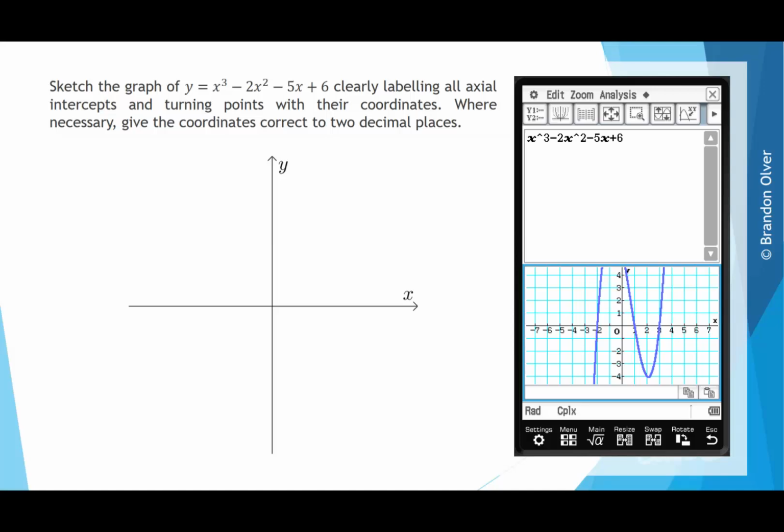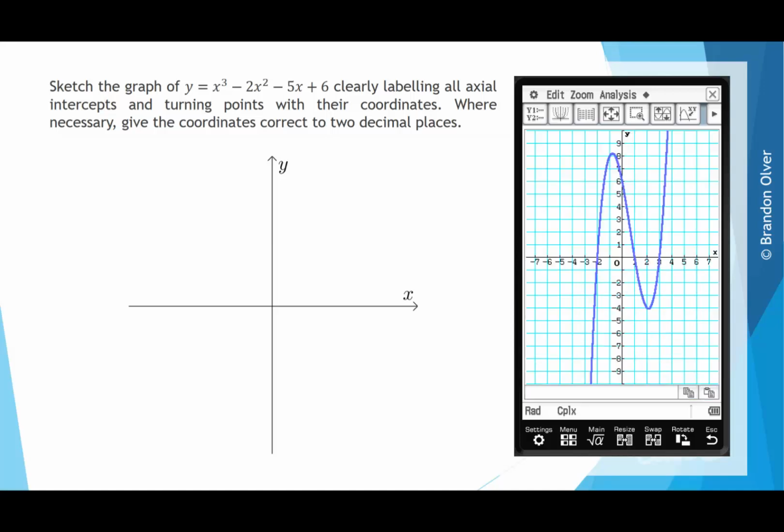At the moment, we can't see all of the key features of this graph, so there's a few things we can do. The easiest one is to press the resize button at the bottom of the calculator. So this shows us the maximum, minimums, x-intercepts and y-intercepts of this graph.